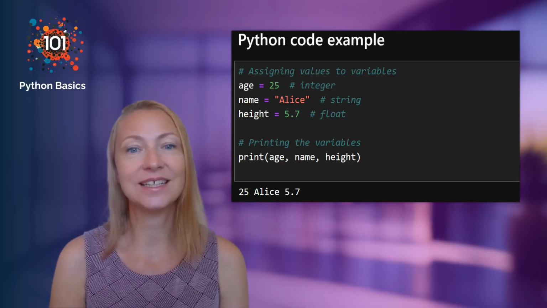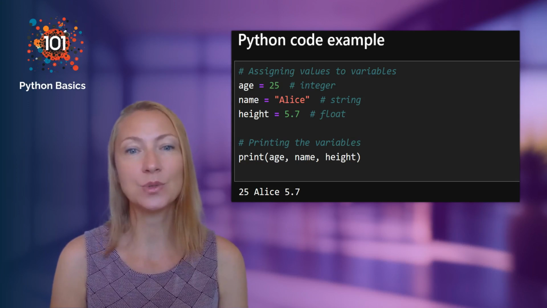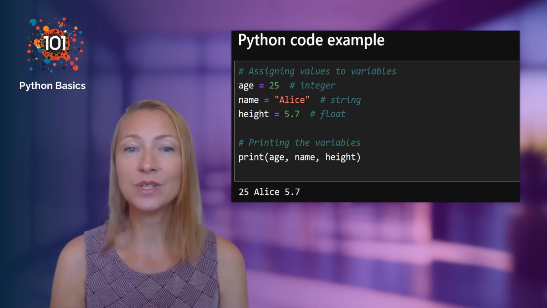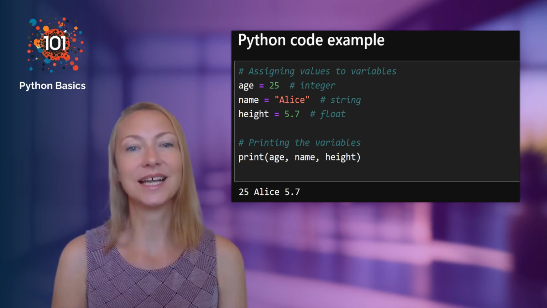Variables in Python are like containers that store values. You can think of them as labeled boxes where you can put different data types such as numbers or text. In this example, we're creating variables to store an integer, age, a string, name, and a float, height. When we print them, Python retrieves their values for us.